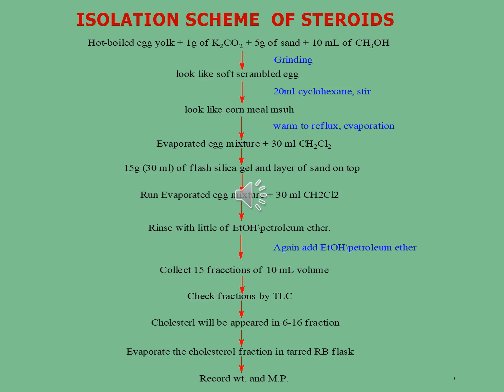Now after the evaporation of the cholesterol fractions, we will get the cholesterol crystals in the round bottom flask. The steroid, which is in the form of cholesterol, is recorded for weight and then its melting point is taken. After that, the cholesterol is identified with the help of a specific test for the conformation of the steroid molecules. So this is the specific method for the isolation, purification and identification of steroid natural products.